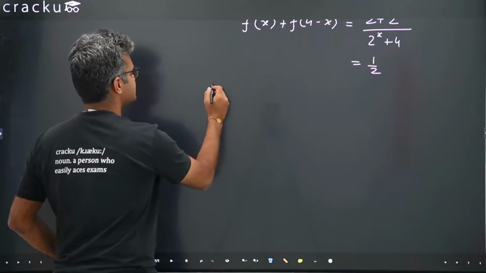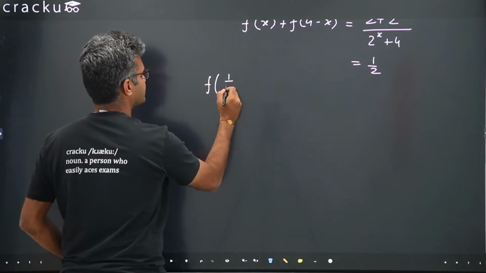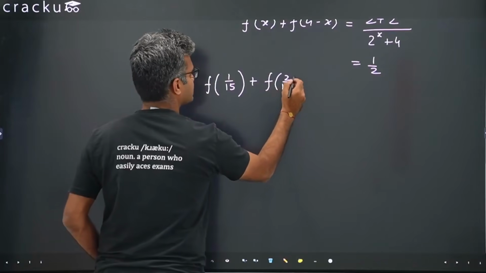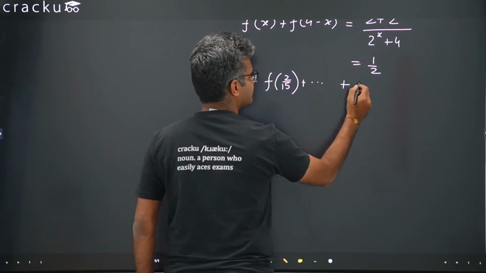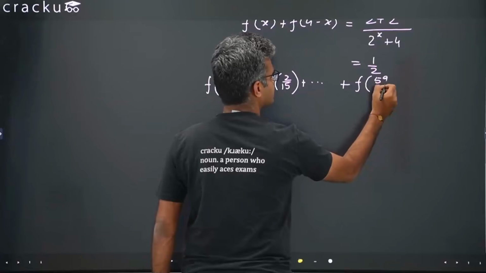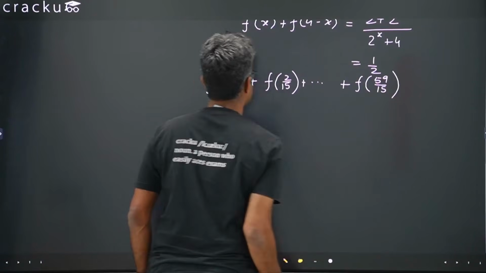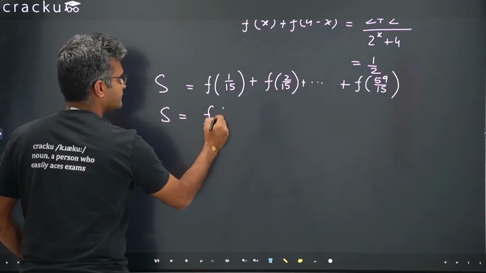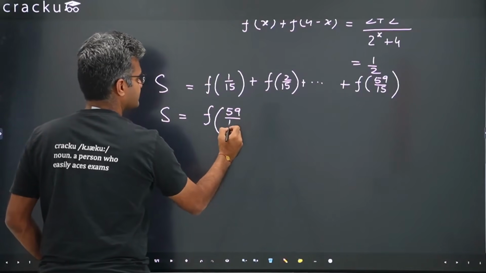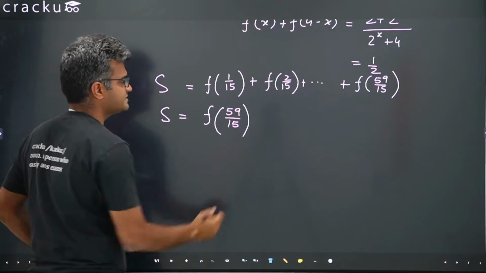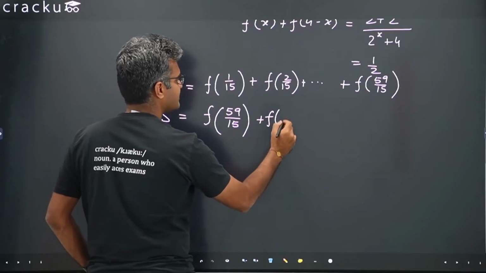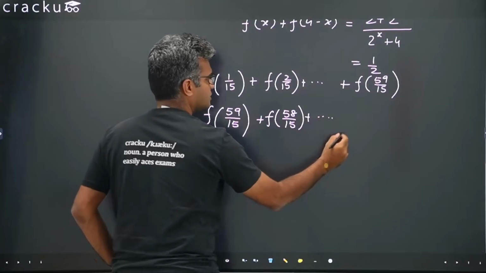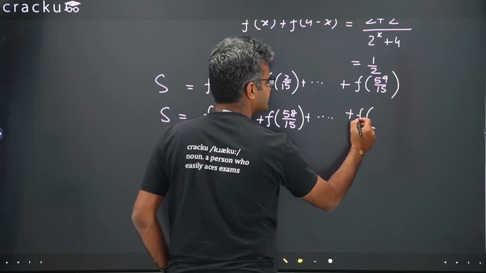What we are asked is, what is the value of f of 1 by 15 plus f of 2 by 15 plus dot dot dot plus f of 59 by 15. If you assume that this is equal to s, it is also equal to f of 59 by 15, where I am just going to reverse all the terms, plus f of 58 by 15 plus dot dot dot plus f of 1 by 15.